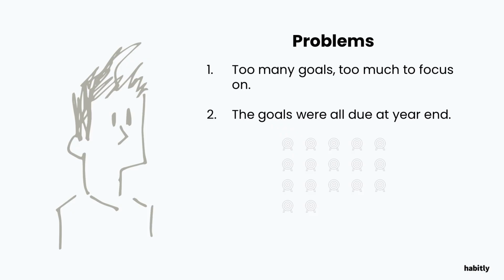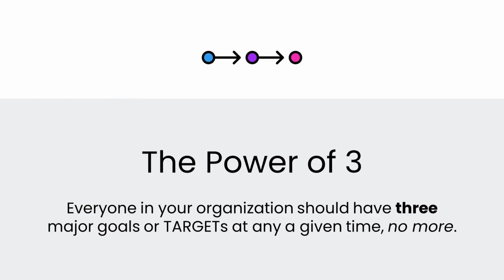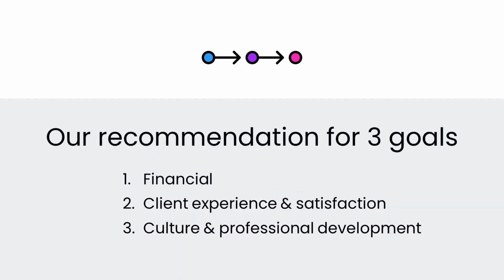Having 45 goals is impressive, but it's unrealistic. You're not going to succeed. Human beings achieve more when we focus our energy on a small set of objectives. Therefore, we recommend everyone in your organization have 3 major goals at any given time. No more. Less than 3 is fine. Now, well, wait a minute. If I've only got 3, what should be the focus of my goals, you might ask?